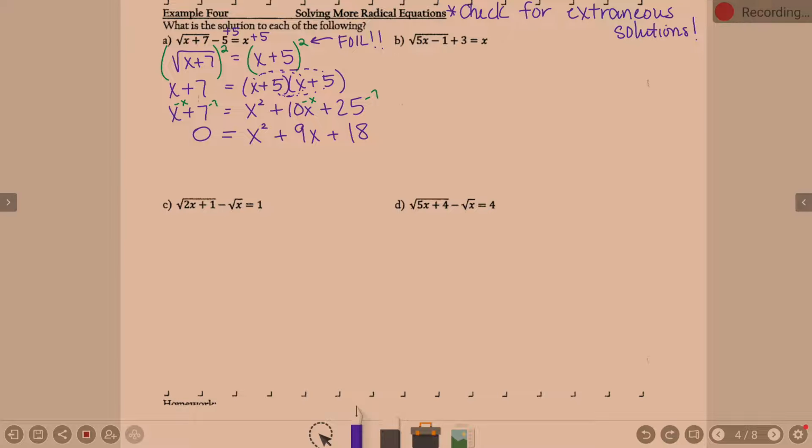If you really don't like that 0 on the left, then move it to the right. We have x squared plus 9x plus 18 equals 0. Okay, dig deep in those brains. How do we solve a quadratic like this?